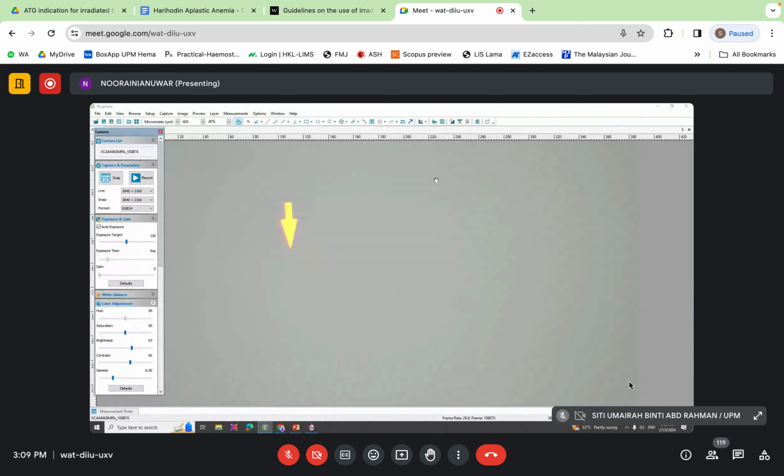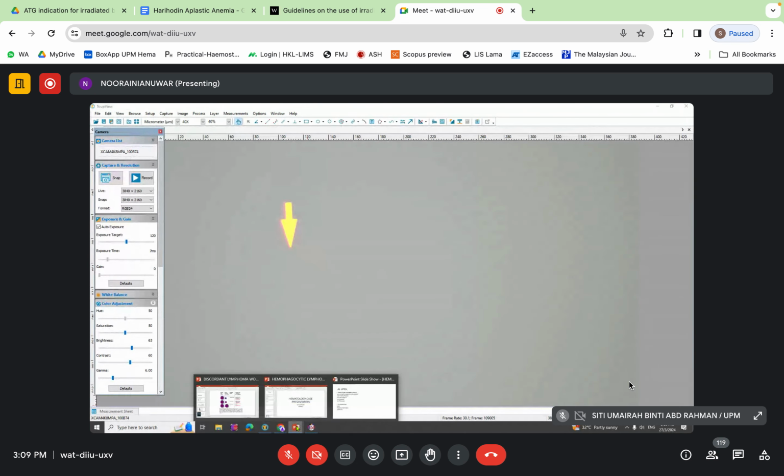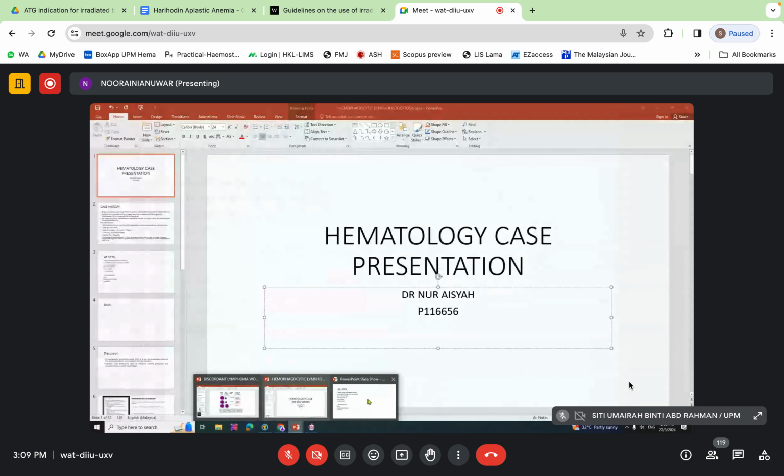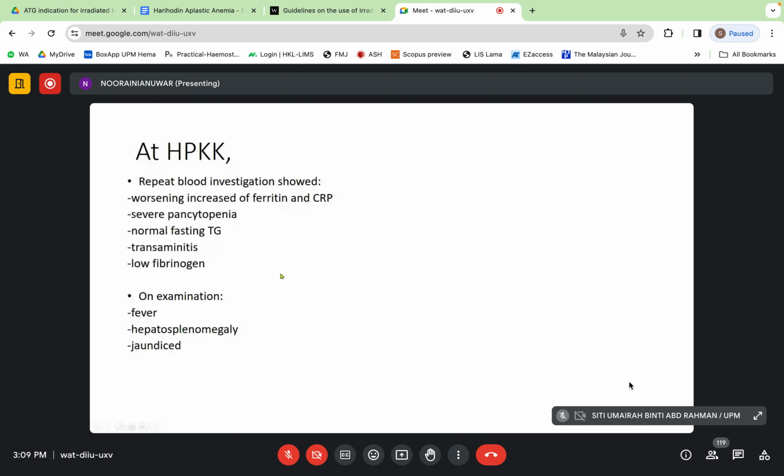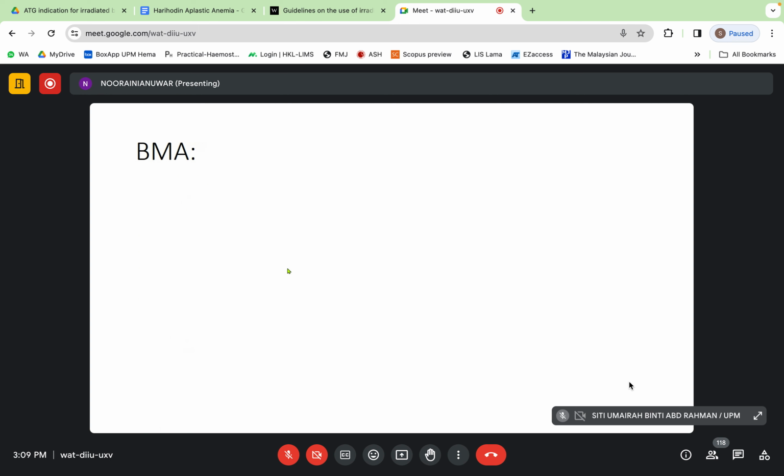So for the bone marrow, we conclude that macrophages are easily seen, and there is increased hemophagocytic activity exhibited by histiocytes. You can see them engulfing normal hematopoietic cells such as the NRBCs and granulocytes. Some of the histiocytes are engulfing a single cell and some are engulfing multiple nucleated cells.